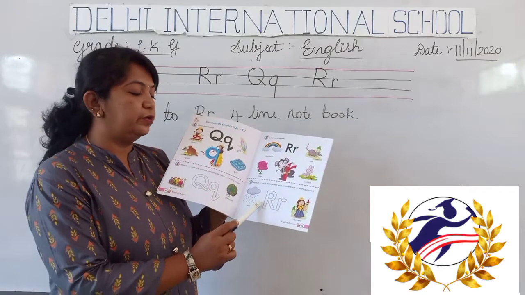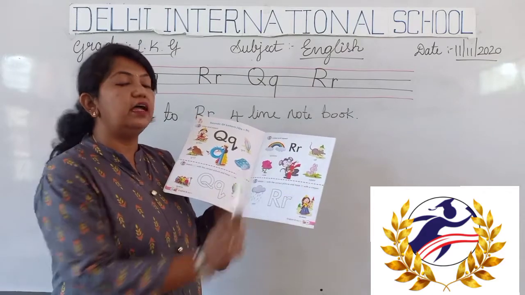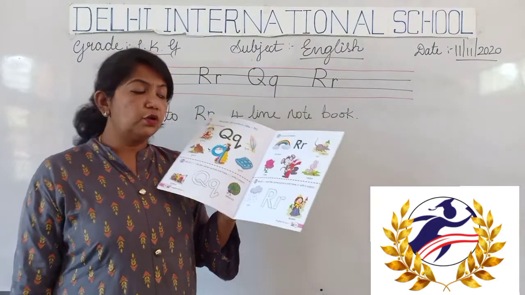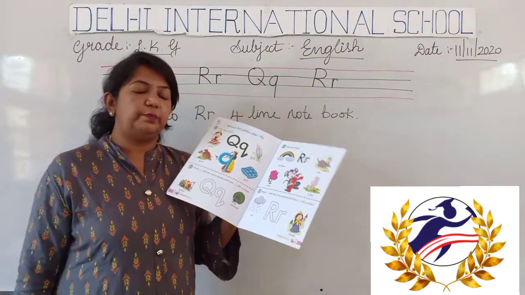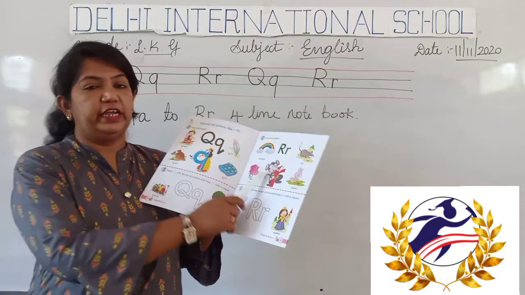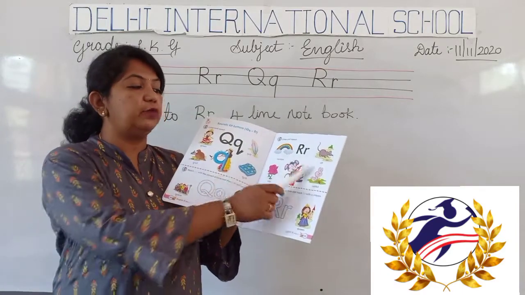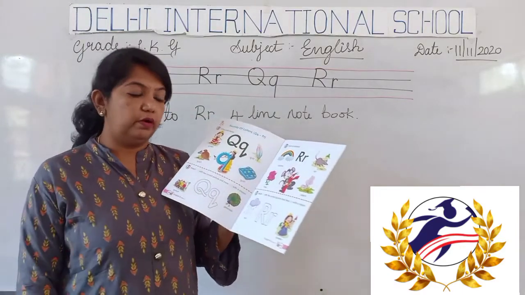And afterwards you have to trace R small r with the crayon. Okay, these two pages you have to practice the oral with phonics. Okay, with phonics you have to practice the words daily.